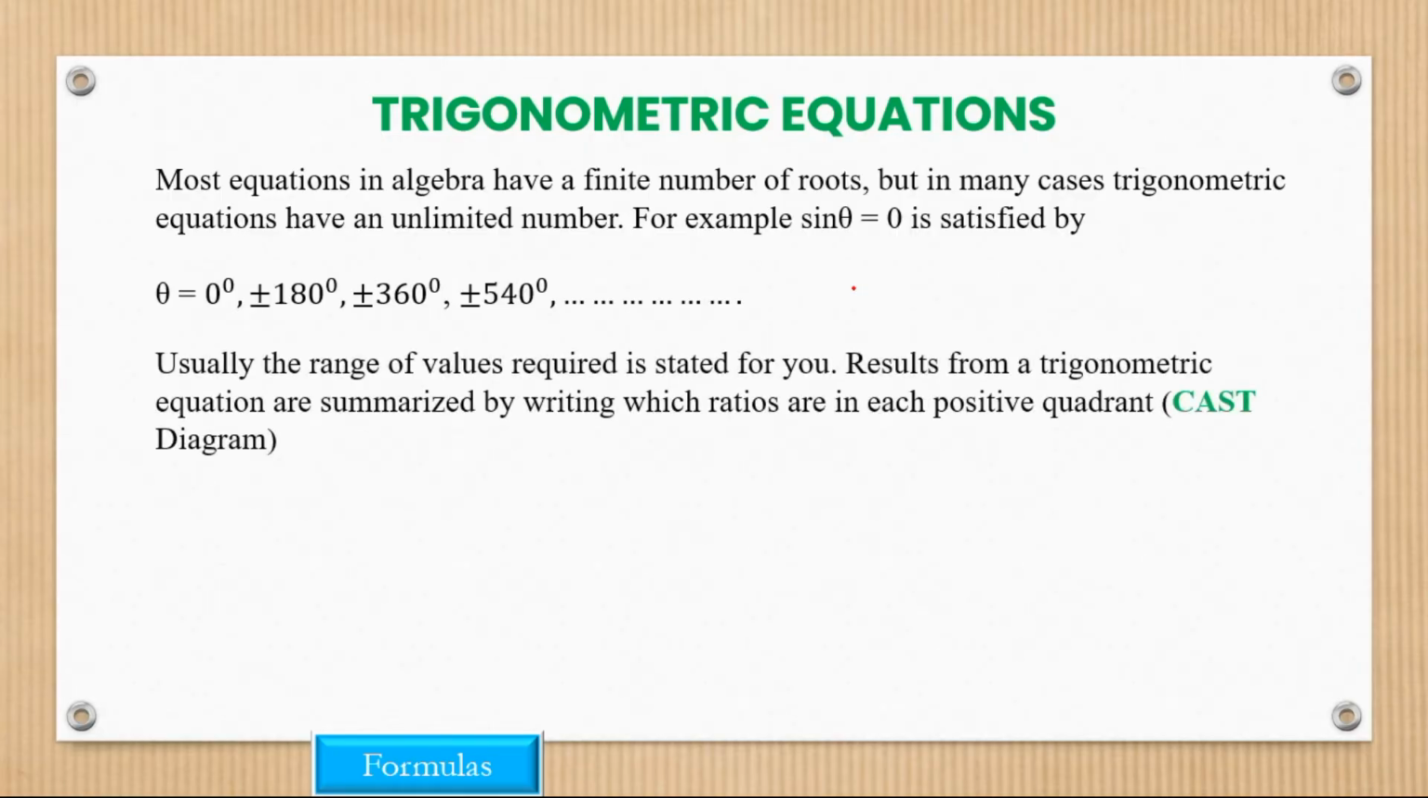So usually the range of values required is stated for you, and results from a trigonometric equation are summarized by writing which ratios are positive in each quadrant. This is going to make sense as we do numbers, I promise.